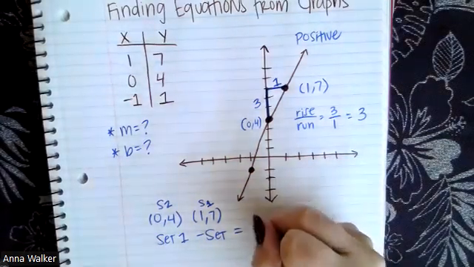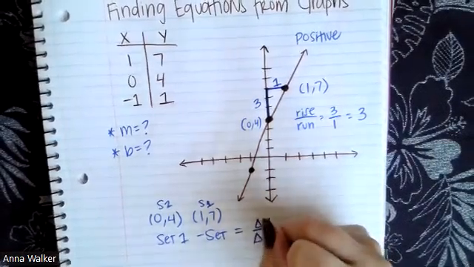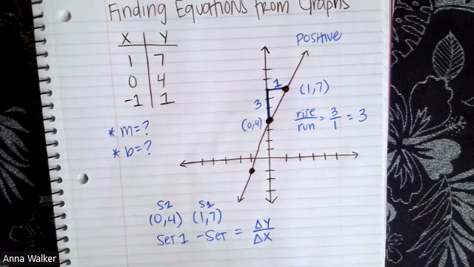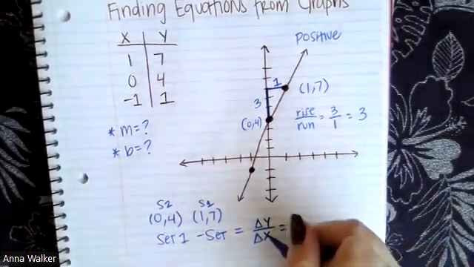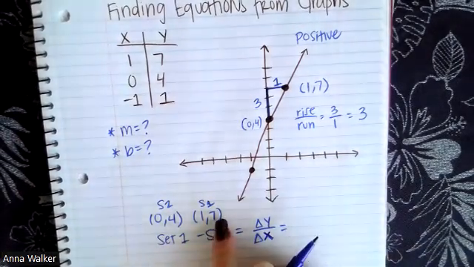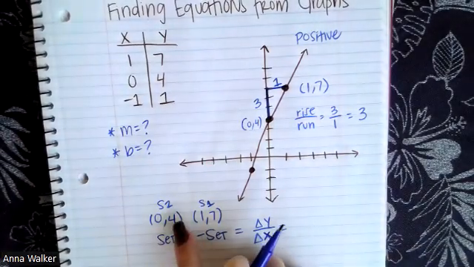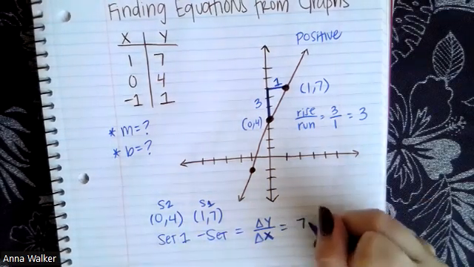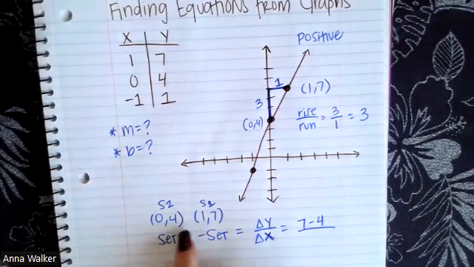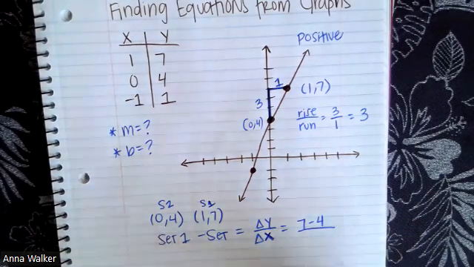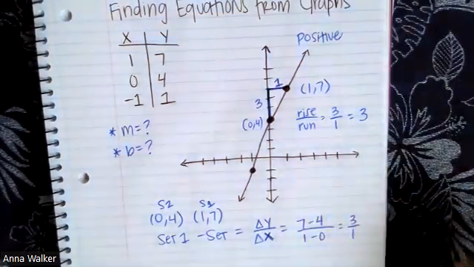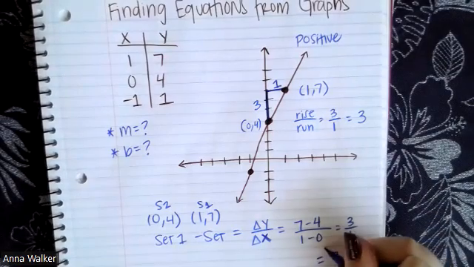So one way that we can write that is the change in y over the change in x. This little triangle sign is the Greek letter delta, which means change. So if I find the change in the x and y values, set 1 minus set 2, set 1 is 7 and set 2 is 4. So the y values are going to be 7 minus 4. The x values, I have to do set 1 minus set 2 again, so 1 minus 0. So this ends up being 3 over 1, which, like before, is equal to 3.